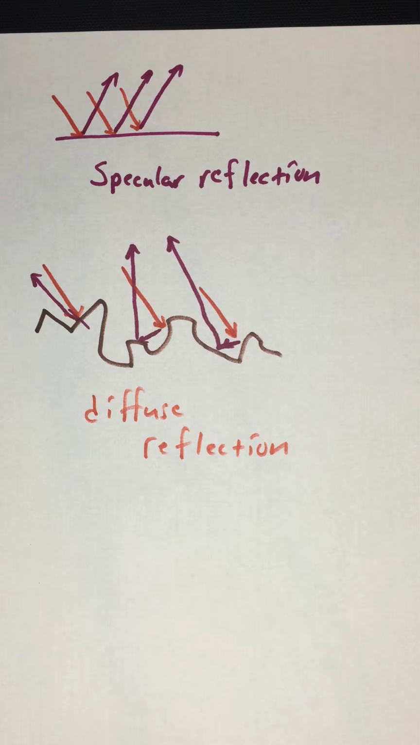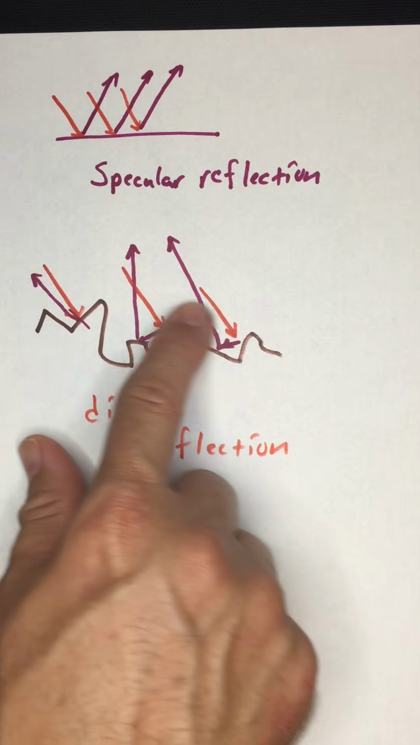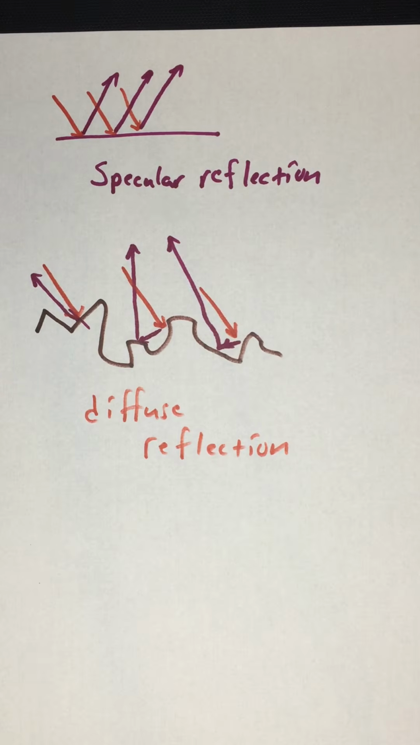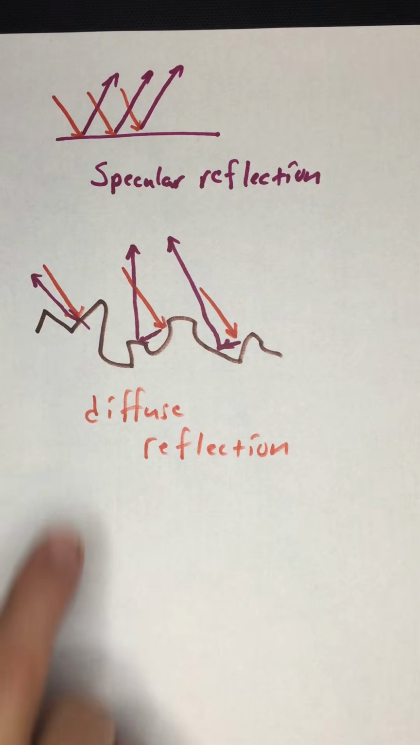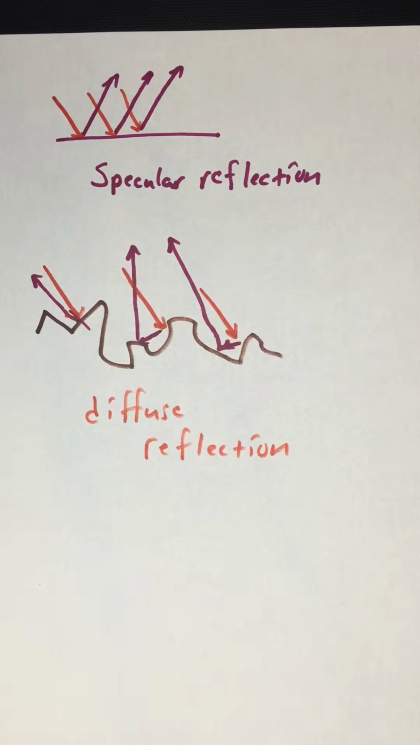If you've ever been driving on a highway after a rainstorm, rainwater will fill in these little gaps and make somewhat of a smooth surface, and you can actually see images of cars. You can see reflections of cars in the roadway, especially if they have their lights on, because the water will fill in these gaps and you get something approaching specular reflection.